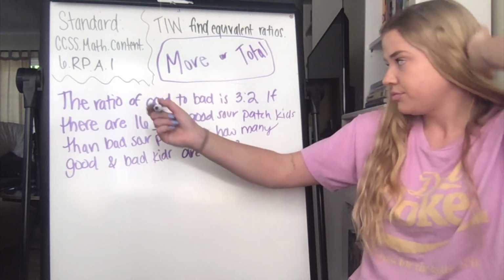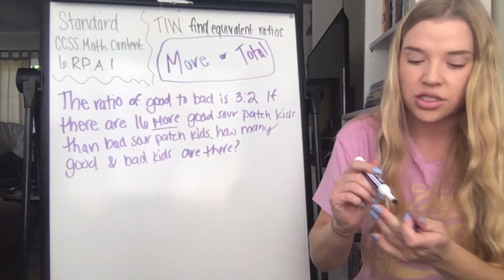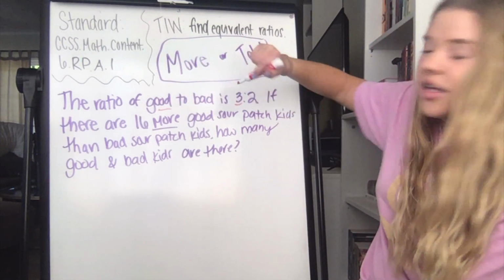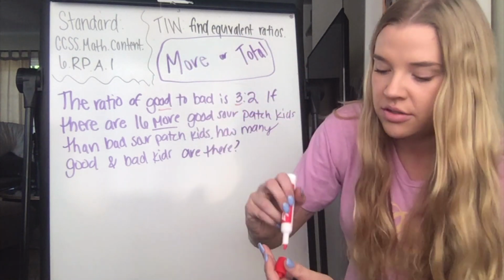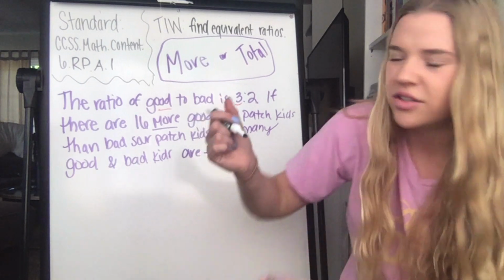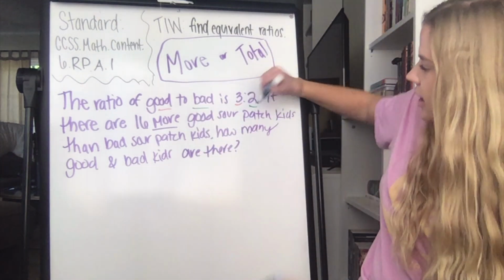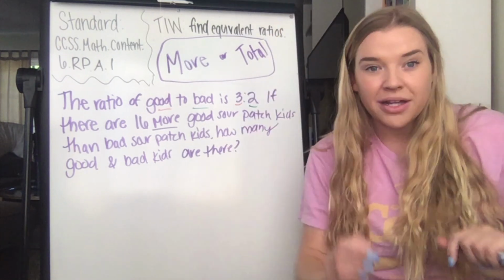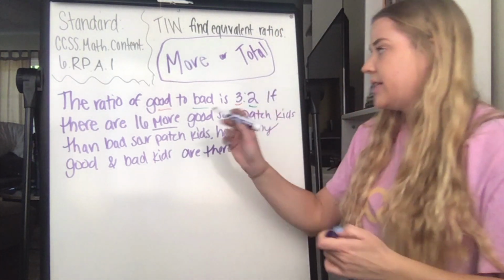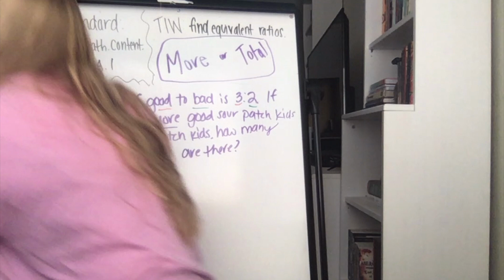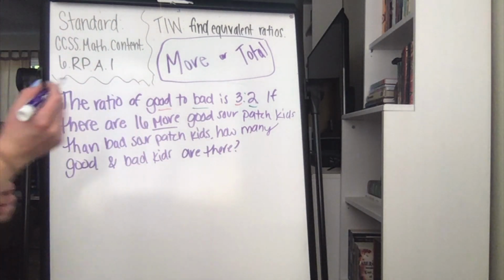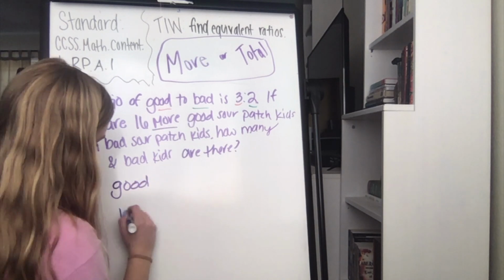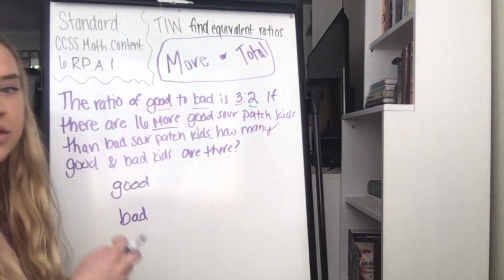Okay, so I said good comes first. What number comes first in my ratio? 3. So 3 matches with good. These are totally different colors, so hopefully this is easier. Bad comes second, 2. So if I were to write this as a tape diagram, how I would do this is I would write good. Bad. And I would draw boxes that correlate with these ratios.